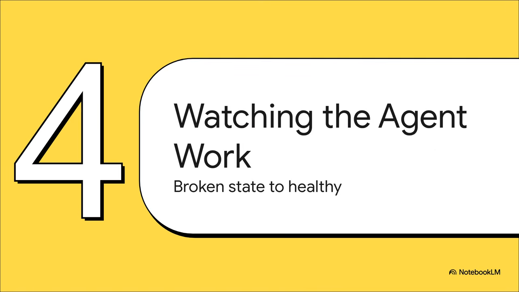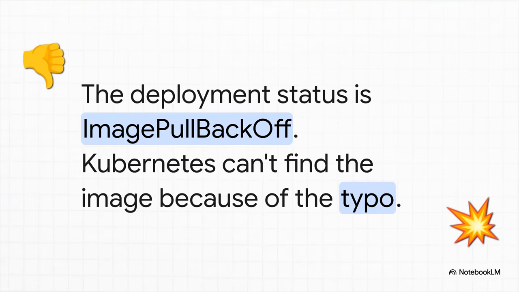Okay, so the stage is set, the actors are in place. Now for the fun part. Let's get to the main event and watch exactly how this agent takes a broken system and makes it healthy, all on its own. So our test kicks off with this broken deployment. You see that status? ImagePullBackOff. If you've ever used Kubernetes, you know this one. It's basically the system yelling, "Hey, I'm trying to download this container image you told me to, but I can't find it," which of course is because of our little typo. This is the problem the agent has to solve.